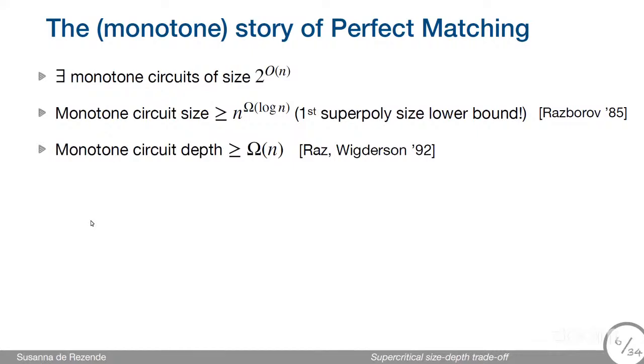All right, so what do we know about the complexity of this function for monotone circuits? So we know there are monotone circuits of size 2 to the n. These are actually even monotone formulas of size 2 to the n. And the first superpolynomial size lower bound for monotone circuits, shown by Razborov in the 80s, was for the matching function. So he showed an n to the log n lower bound. Then some years later, Raz and Wigderson showed a monotone circuit depth lower bound of n. So this shows that for formulas, we know the complexity. It's really 2 to the n.